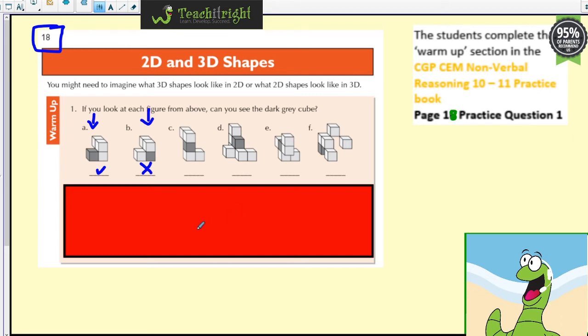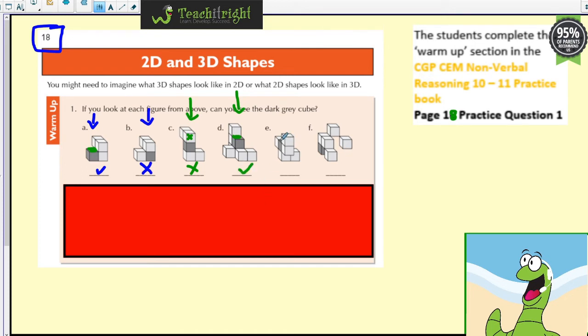Okay, welcome back. Hopefully you're ready. So for this one here, can you see the grey cube? No, we cannot, because this one is blocking. Can we see it from above here? Yes, we can, because there's nothing sitting on top. And the most important thing, in terms of faces, is can you see the top face? Yes, I can. So for both of these, it's a yes.